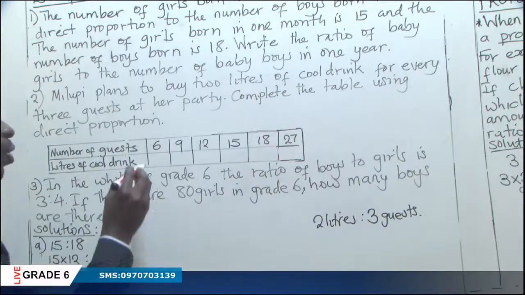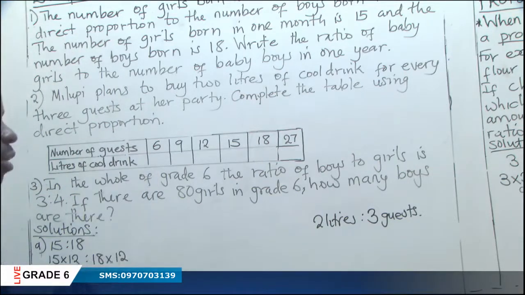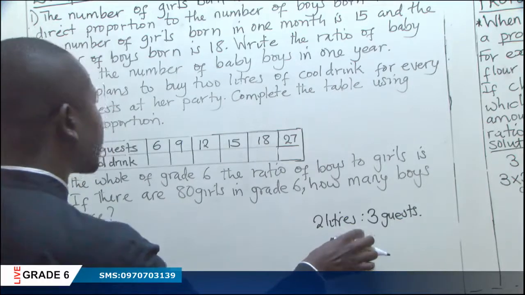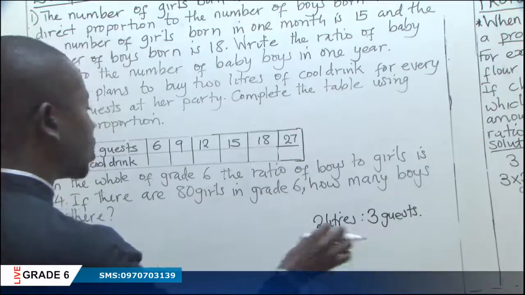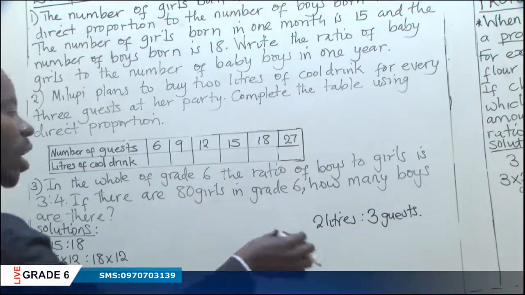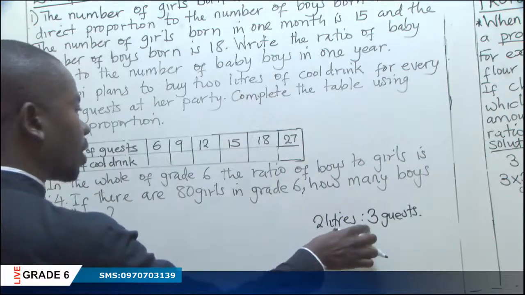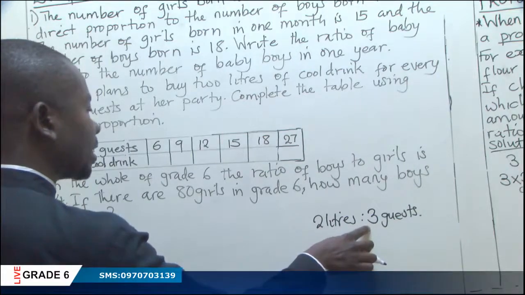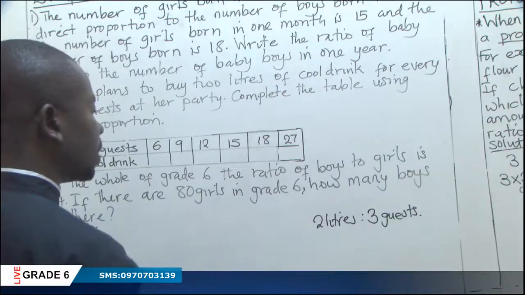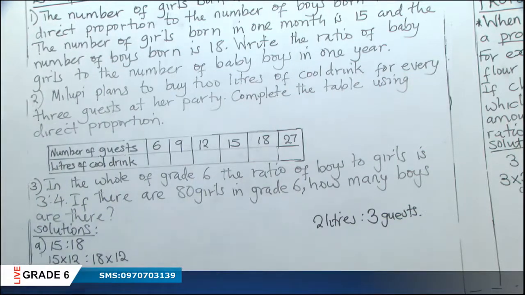Now, since here we have got 6 guests, what are we going to do? We know that 2 liters is for 3 guests. So for 6 guests, we are going to multiply. We are going to multiply 3 times. We are going to multiply what, boys and girls?